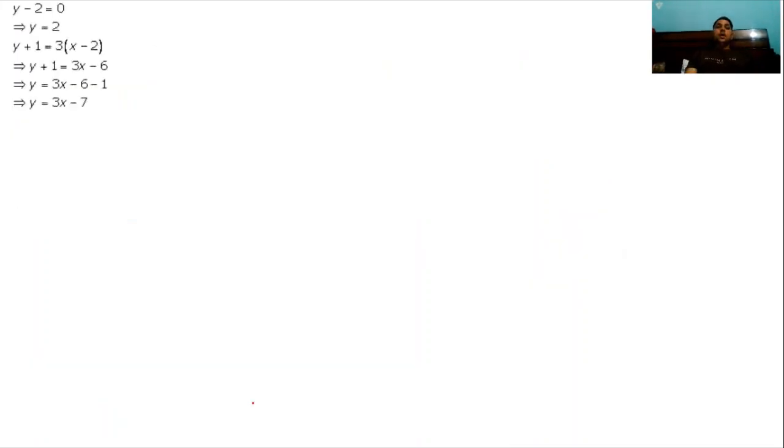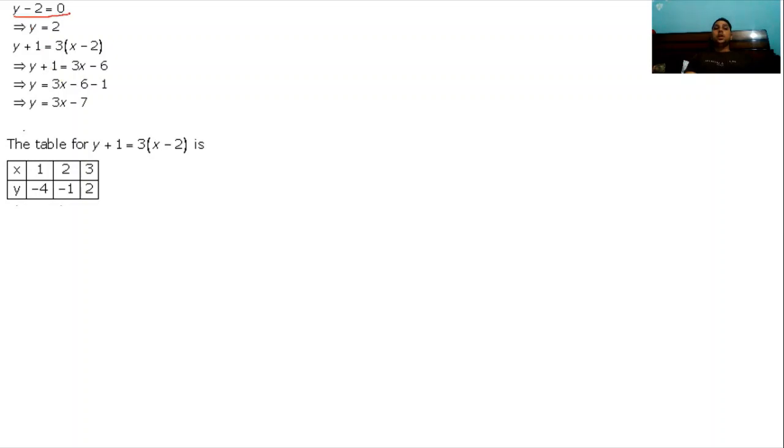Okay, then a similar kind of question, another equation is there. We have y is equal to 2. Two equations, 2 to 3 equations are there. Now we are making it complex. Now we have 3 equations. y is equal to 2. Now how are we going to plot y is equal to 2?